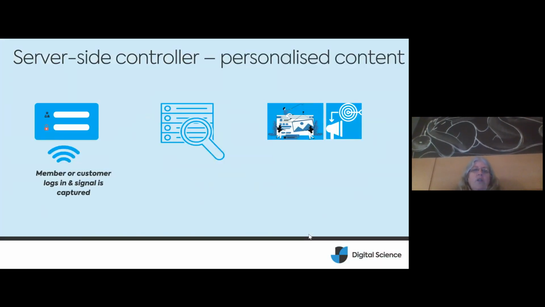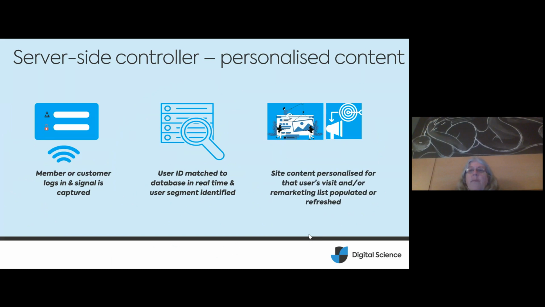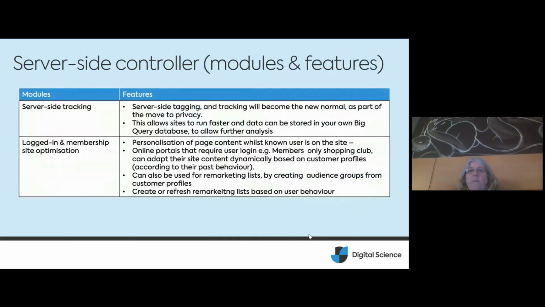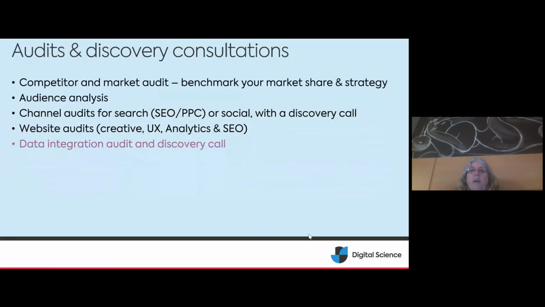So again, you've got your members or customers log in and the signals captured. We match the ID to the database in real time, and that allows us to segment the audience according to interests, and then we can personalize the content and also update the remarketing list or populate or refresh the remarketing list. And that's that explained there.